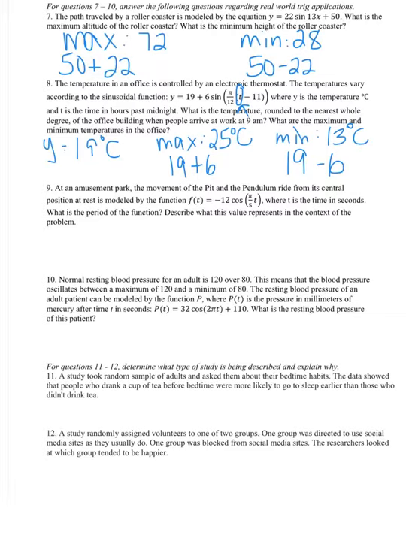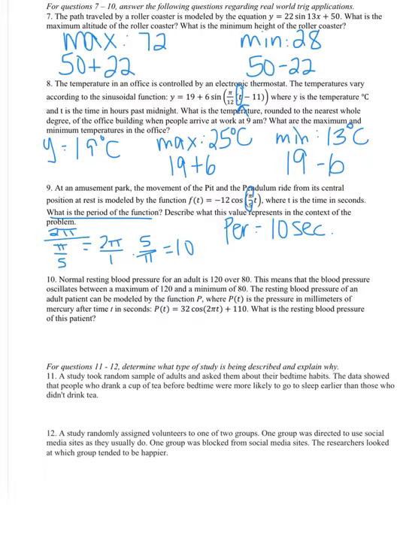For number 8, it wants to know what is the period of the function. So the period of the function, you would do 2 pi divided by b. b is pi over 5. So I have to clean this up. So this is going to be 2 pi over 1 times 5 over pi, which gives me 10. So the period is 10, and this is in seconds.